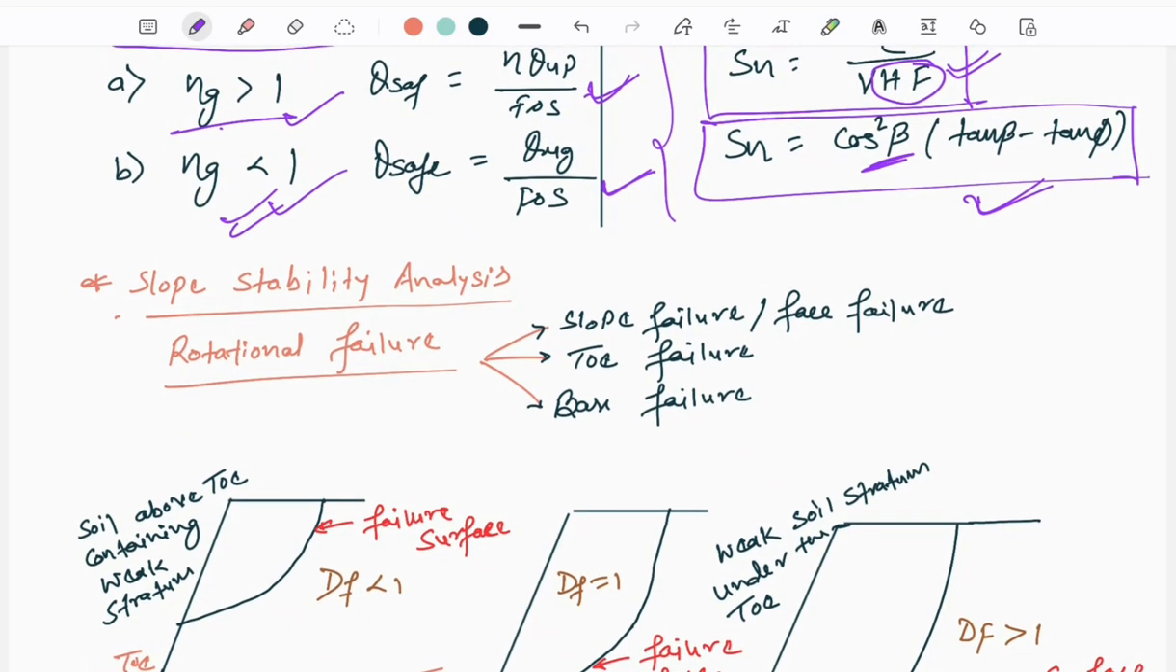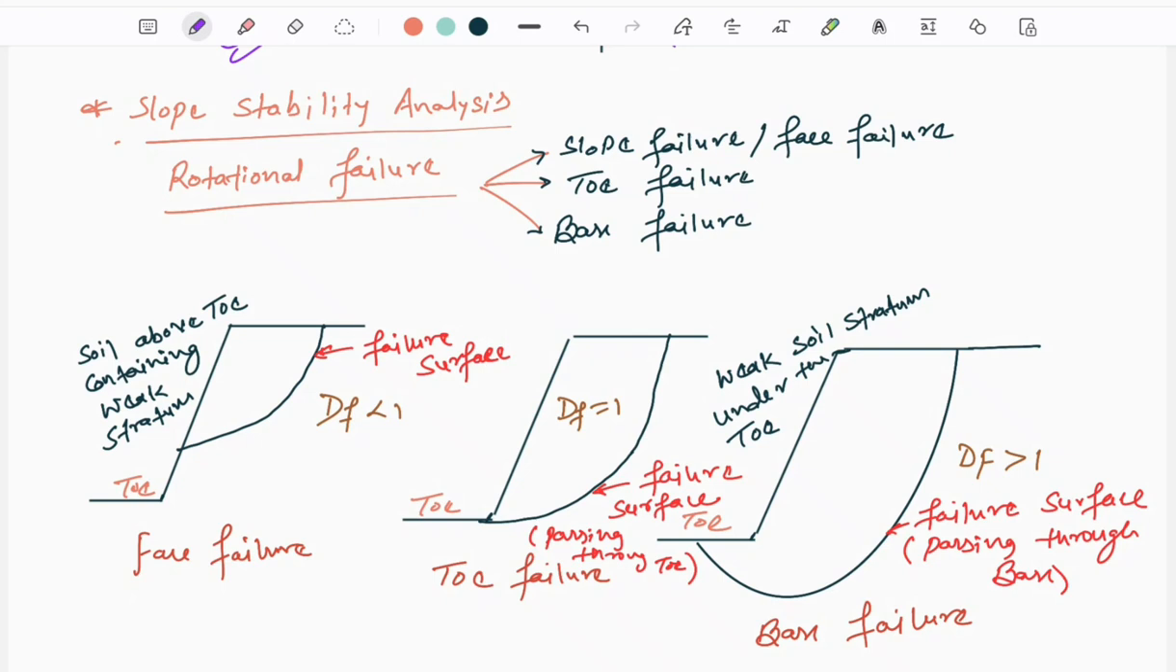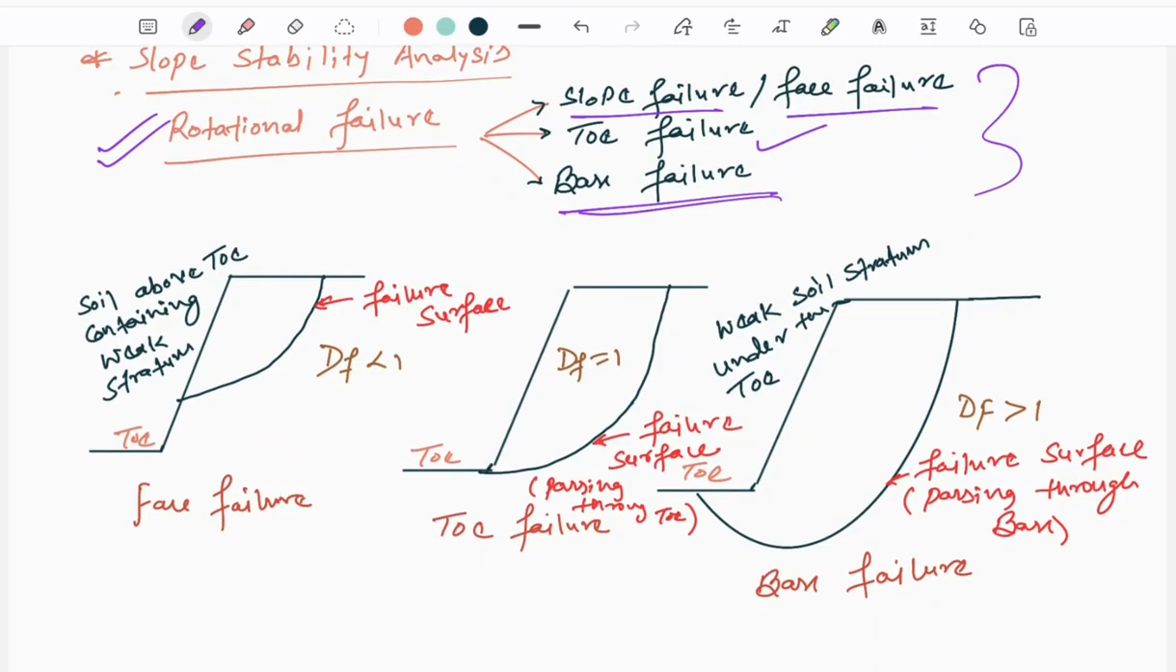Next, there are types of failure in this slope. One is called face failure, that is slope failure. Other is called toe failure, and the third one is called base failure. So these three types of failures are associated with this slope stability. That is called rotational failure. Okay. So first we will discuss these three failures one by one.